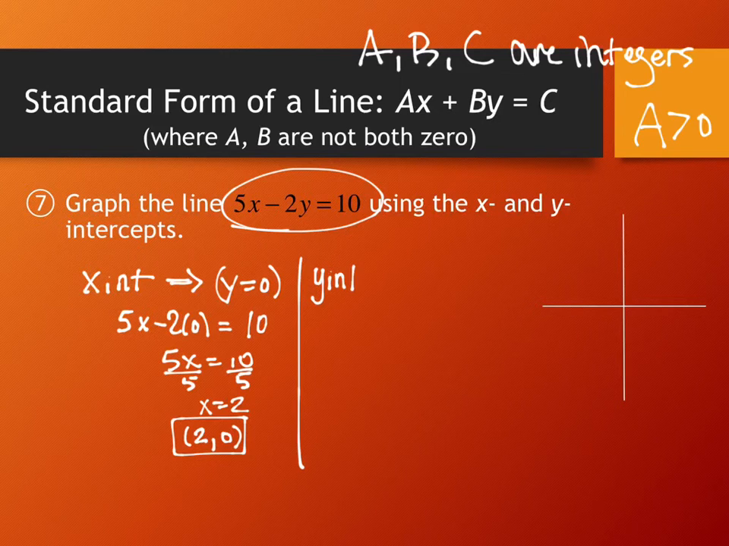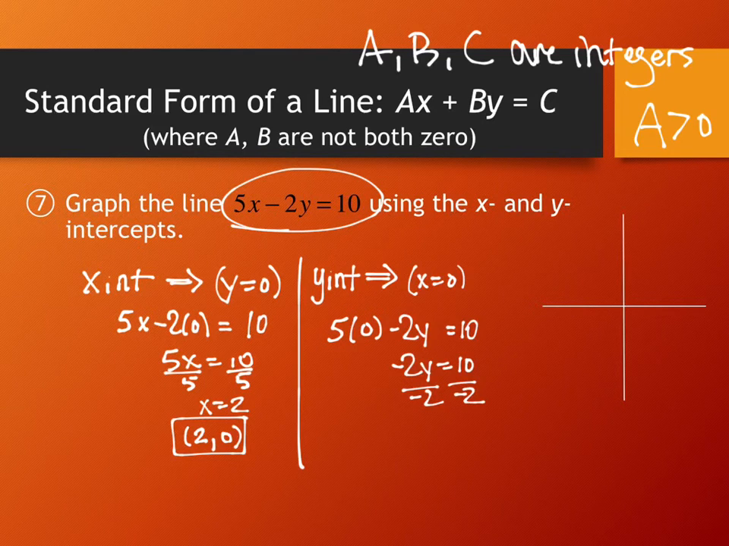So if the x-intercept is when y equals 0, then the y-intercept means that x equals 0. So I have 5 times 0 minus 2y equals 10. So negative 2y equals 10. Divide by negative 2. What is the y value? It's negative 5. So again, the ordered pair then is x equals 0, y equals -5.